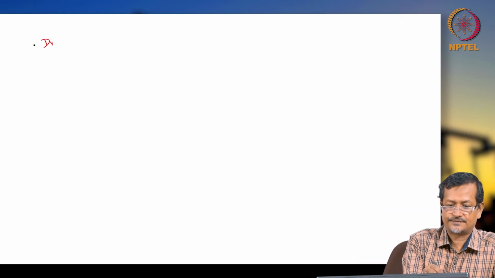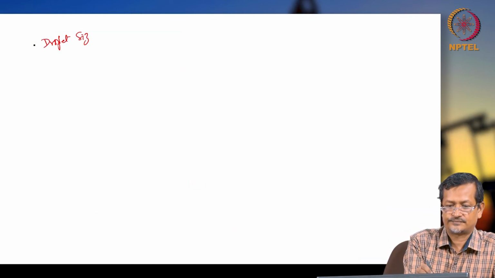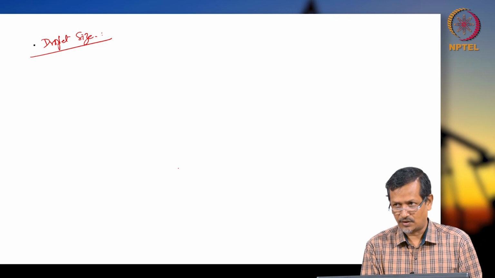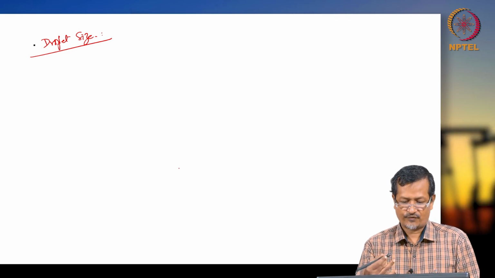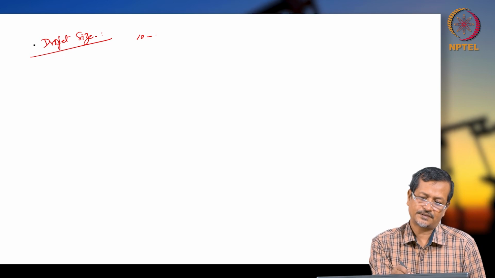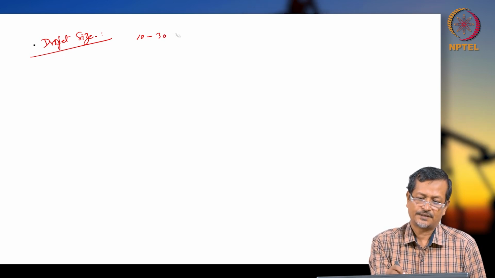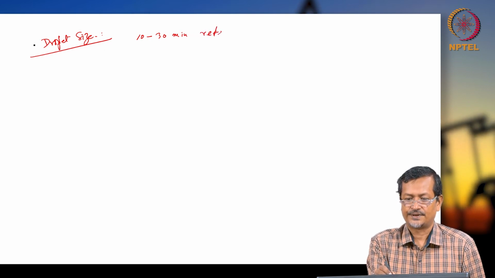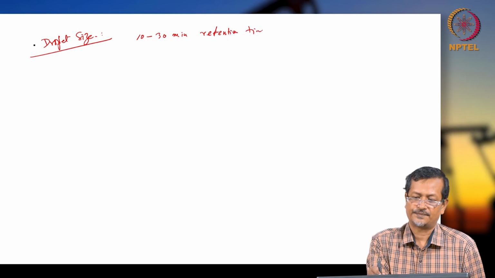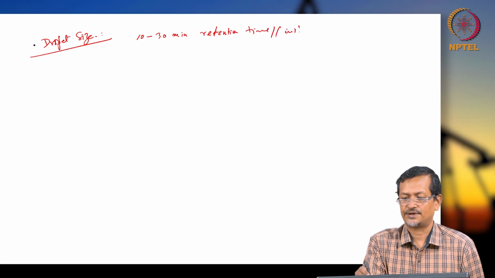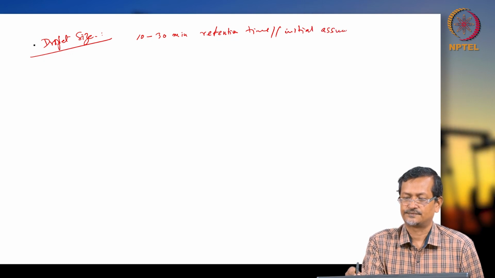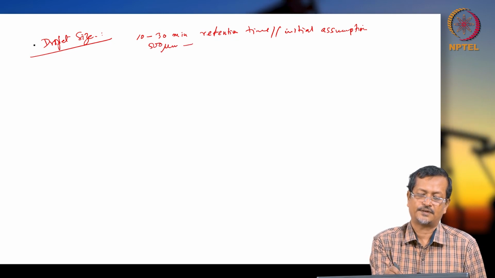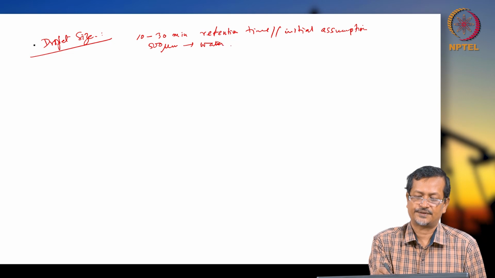So droplet size, normally 500 micrometer or micron size you can take. There are some formulas where they assume 10 to 30 minutes retention time as the initial assumption. Previously we said that we consider a 500 micron water droplet size.